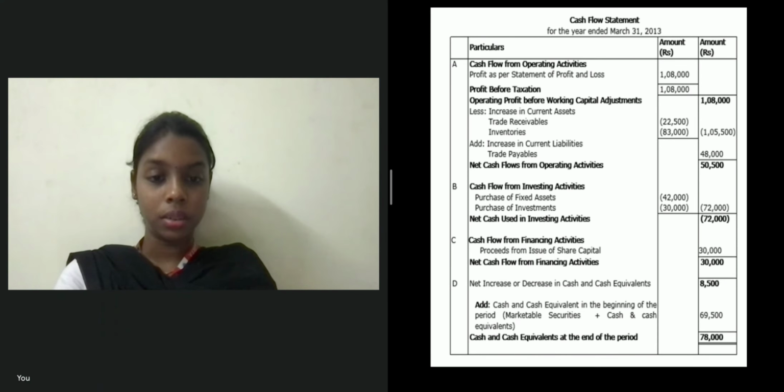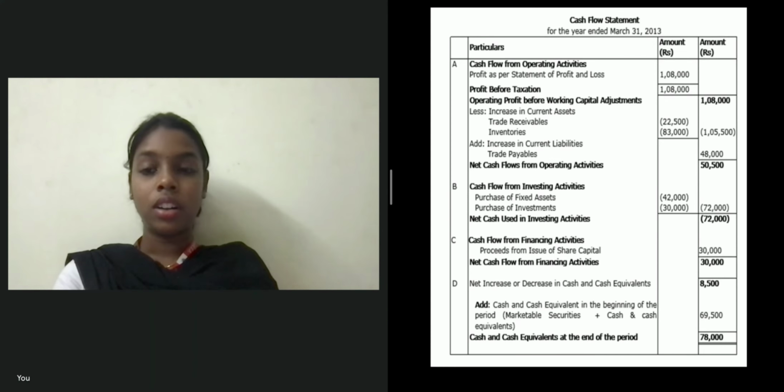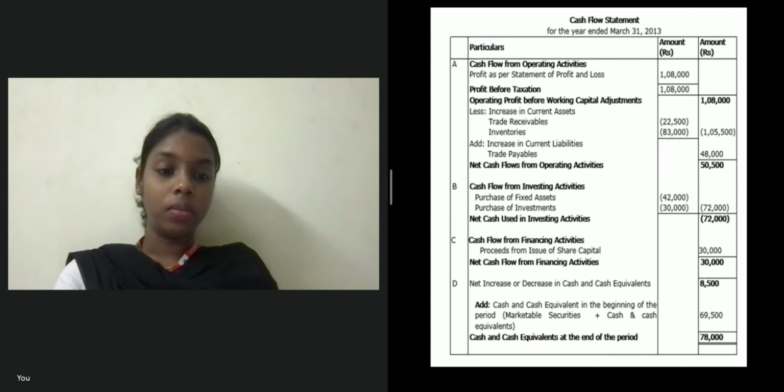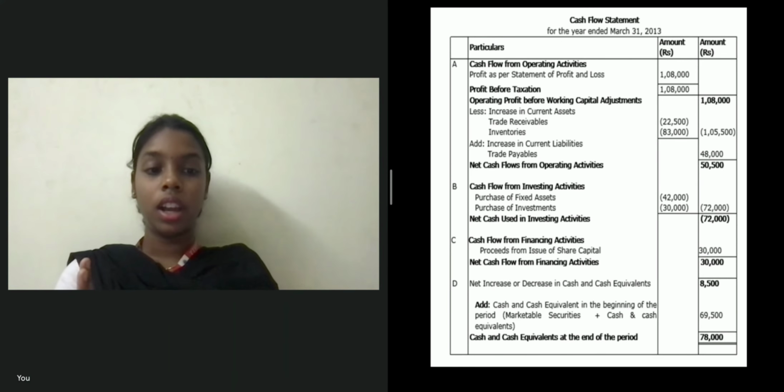Then comes the next line, which is the net increase or decrease in cash and cash equivalents, which is 8,500 in total. The cash and cash equivalents at the beginning of the period, that is marketable securities and cash equivalents, are added together, and the amount is 69,500. So the cash and cash equivalents at the end of the period is 78,000.